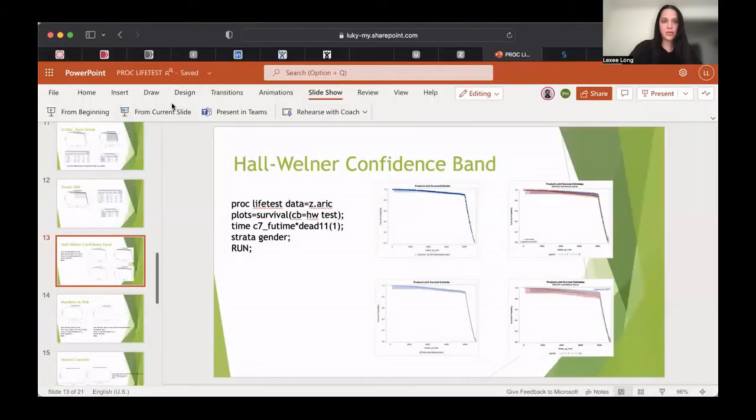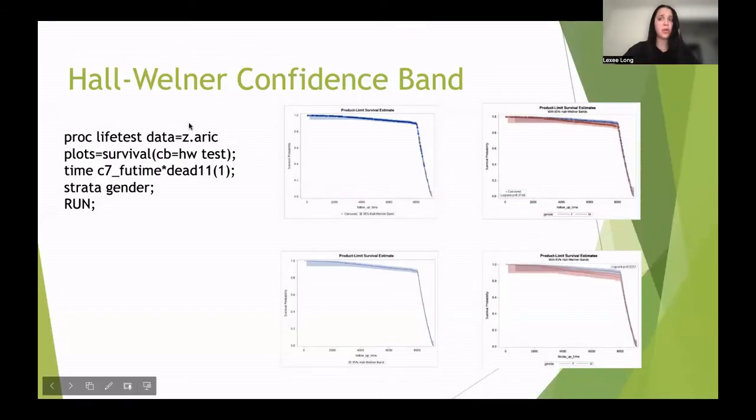Thank you. Okay, so moving on to the next section of code for PROC LIFETEST. With PROC LIFETEST, we can do confidence bands visualized on our plot here. These are Hall-Wellner confidence bands, just a type of 95% confidence interval. When you produce the code and get your confidence intervals, this is visualizing that, as you can see in several plots here.